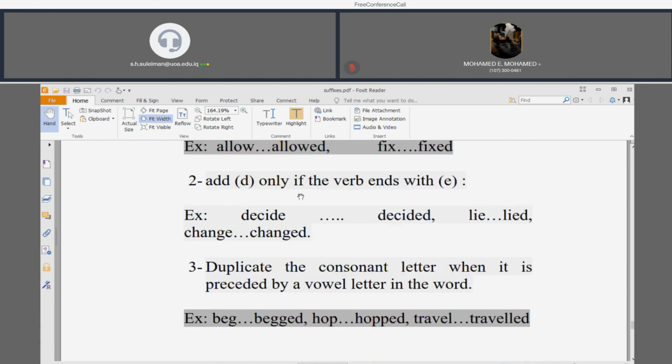Add D only if the verb ends with E. If the verb basically ends with E, you don't need to add another ED. Only add D to the verb in order to transform it from the present to the past tense. For example, decide. Decide is a word that ends with E, so you only need to add D at the end of the word. Decided, lie, lied, change, changed, and etc.